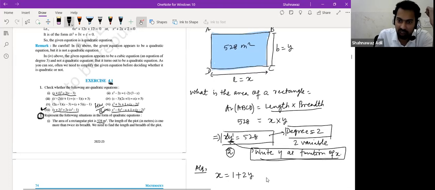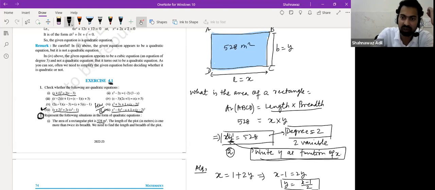Yes, sir. So we can find what y would be from here. So x minus 1 is 2y, so y is x minus 1 by 2. Now we know how y is dependent on x, so we can put this value in here. Okay.